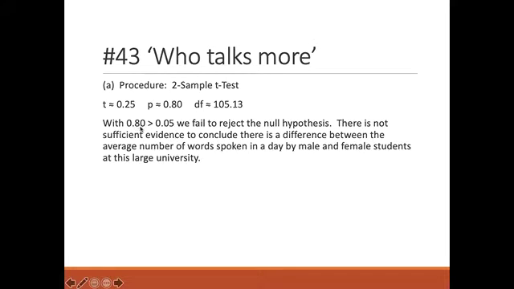So this is a very large p-value. Our p-value is 0.8. That's certainly greater than 5%. This is not an unlikely event, so we do not reject. We fail to reject the null hypothesis, and then we should write about the alternative. So there is not sufficient evidence to conclude there is a difference between the average number of words spoken in a day by male and female students at this large university.